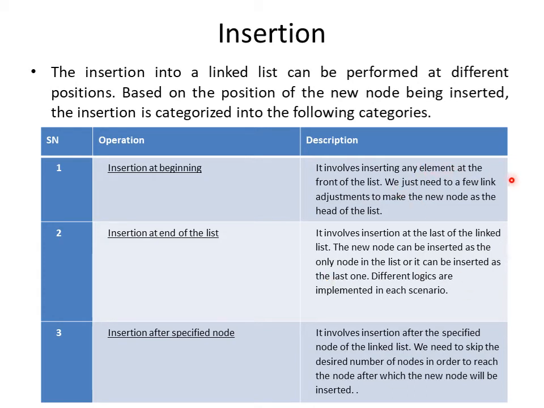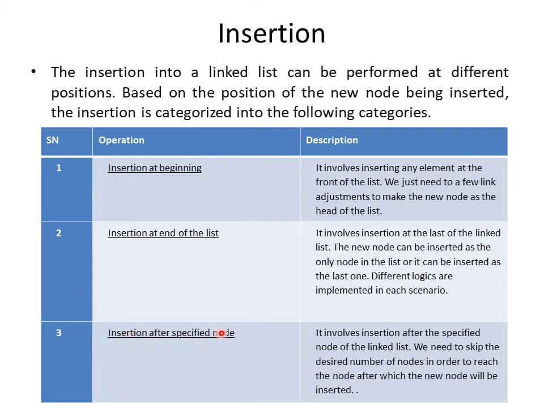It involves inserting any element at the front of the list, and we just need a few link adjustments to make the new node the head of the list. Insertion at the end of the list, that means if I want to insert an element in the description part, then we will call it insertion at end of the list. It involves insertion at the last of the linked list. The new node can be inserted as the only node in the list, or it can be inserted at the last one. Different logics are implemented in each scenario.